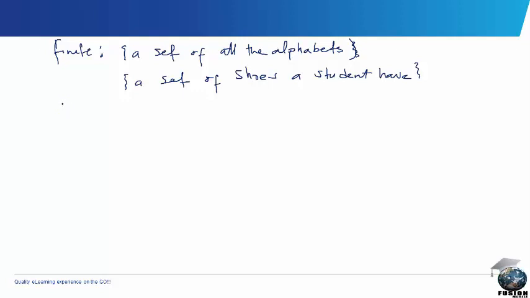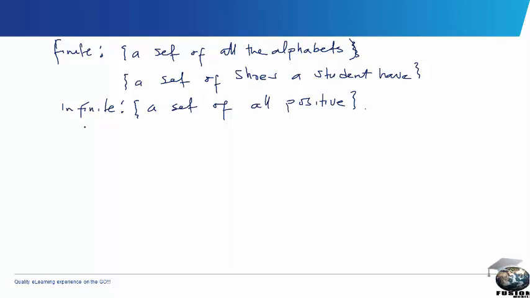And then for infinite sets, we have some examples like a set of all positive integers. There are other examples that come to mind, but we'll stop at this. We'll save some time. Alright, the next thing we'll be talking about is the Venn diagram.